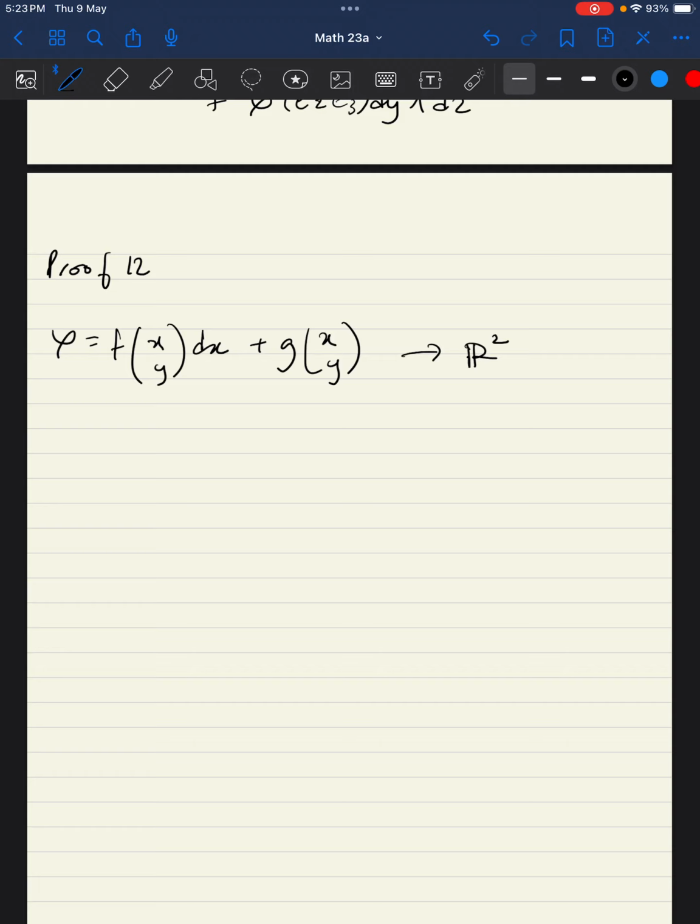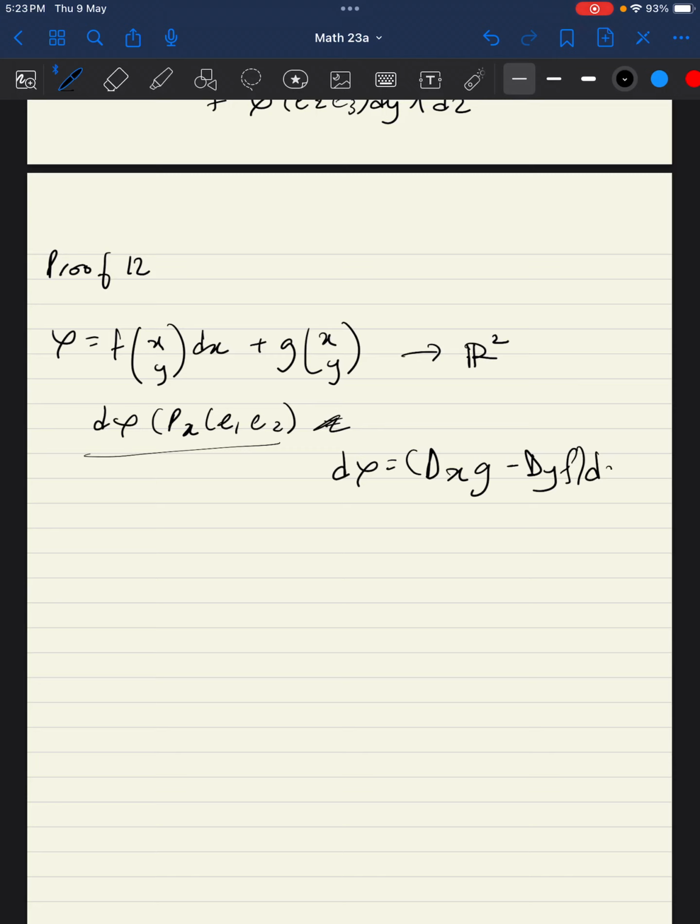You're going to state the definition of d phi, and then try to show that d phi is equal to (dx g minus dy f) dx dy. All right, cool.